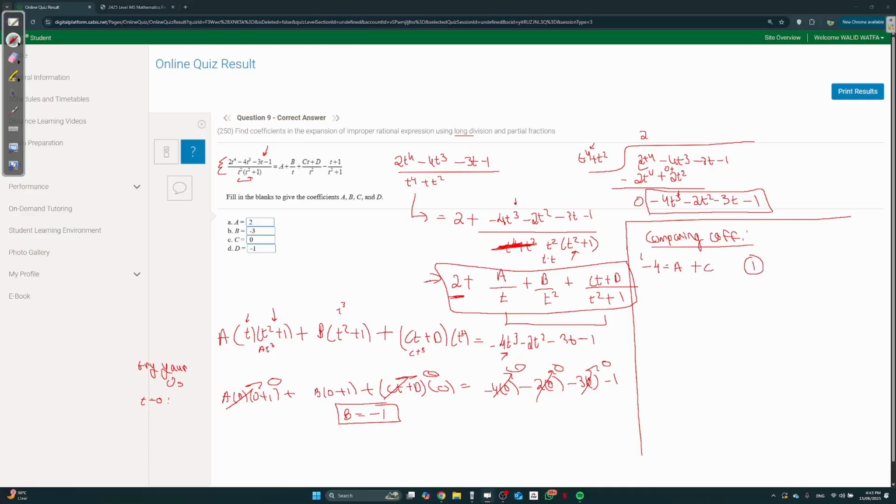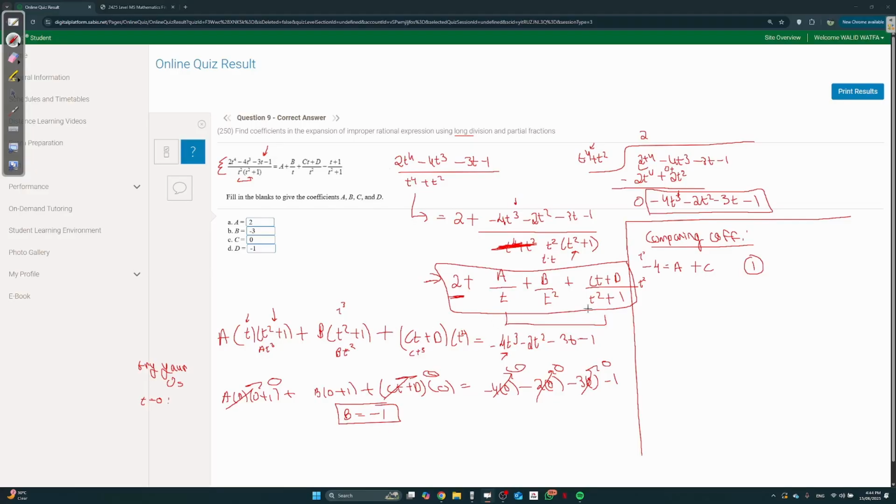Let's continue. So this is for t cubed. Now let's try for t squared. Here, is there any way I'm going to get t squared? When I expand this, I'm going to get t cubed, and I'm going to get t, because there's no t squared term after expanding. Here, is there any way I'm going to get t squared? Yes, b times t squared is going to give me bt squared. So after expanding, I'm going to get bt squared.